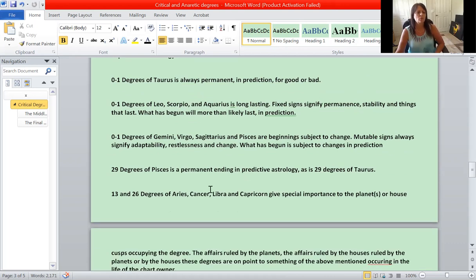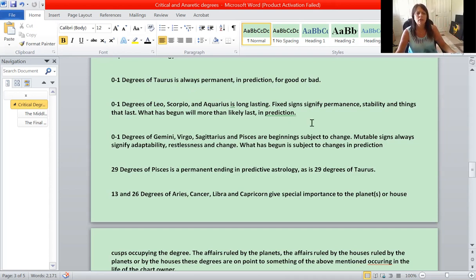All right, now this is what's interesting. So this is where we want to maybe look at your chart. Actually, let me read this first. The next part will be, okay, so 0 to 1 degrees of Taurus is always permanent in prediction, for good or bad. So anything at those early degrees of Taurus is pretty steady. 0 to 1 degrees of all the other fixed signs is long lasting, of course.